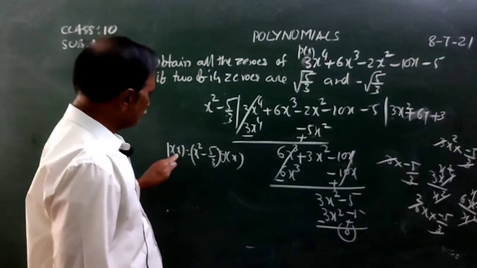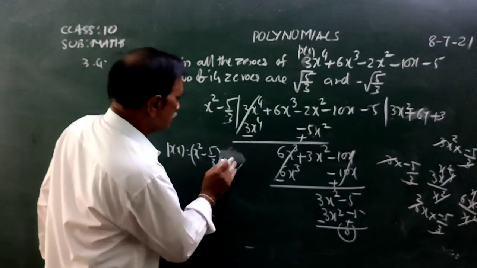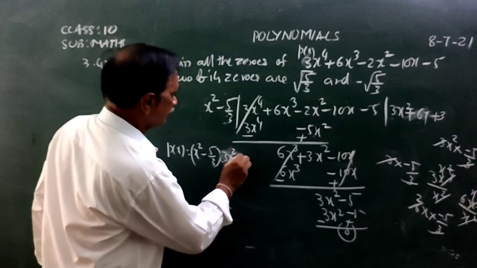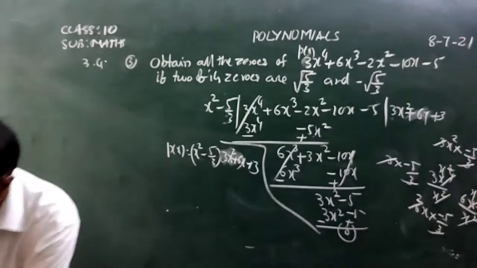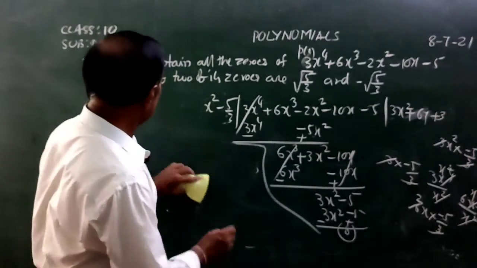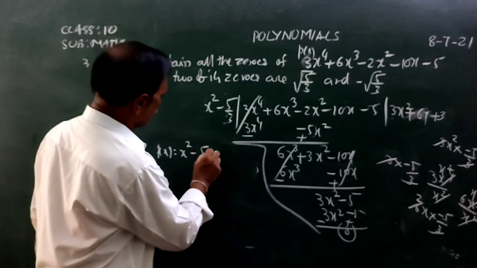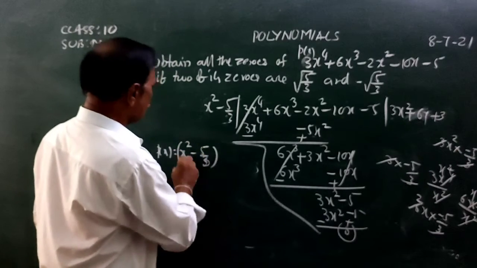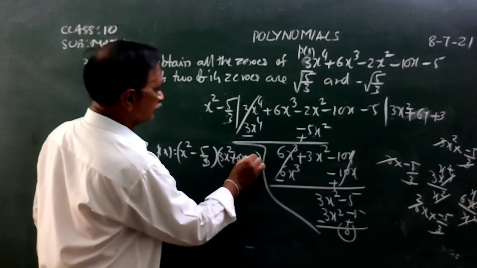g(x) equals p(x) divided by this one. And we got g(x) as what? 3x² + 6x + 3. So clearly p(x) is equal to (x² − 5/3) into g(x). But what is the g(x) obtained? 3x² + 6x + 3.